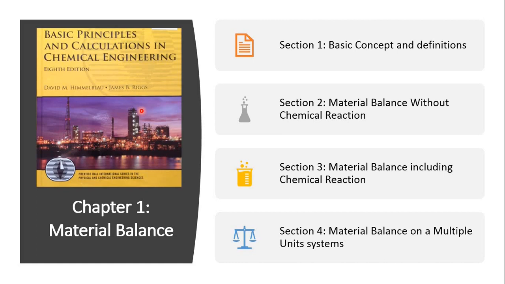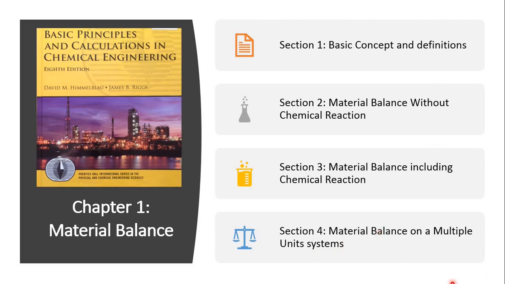This course is divided into 2 chapters. The first one is material balance and the other one will be energy balance. We will talk about it later. The first chapter is divided into 4 sections. First section is basic concepts and definitions. The second section is material balance without chemical reaction. The third one is material balance including chemical reaction, and the fourth section will be about multiple system material balance.